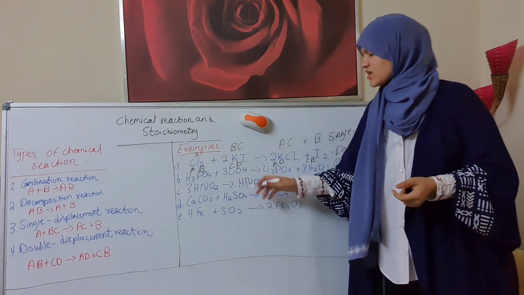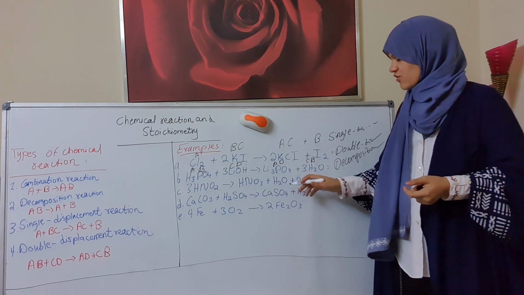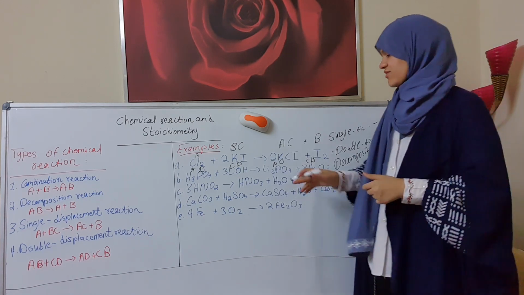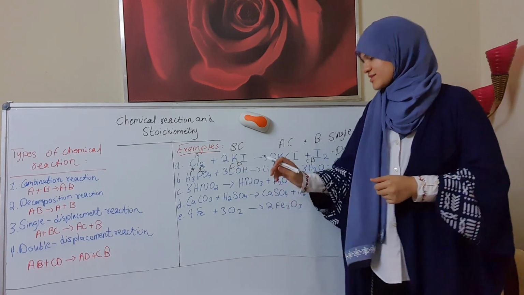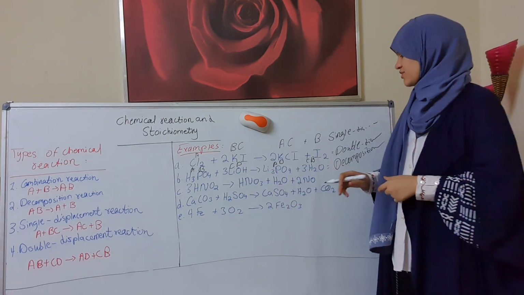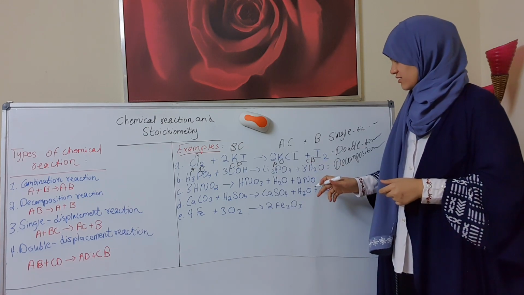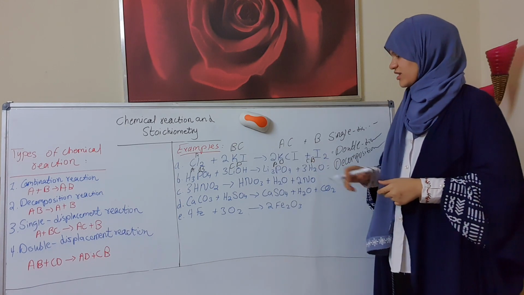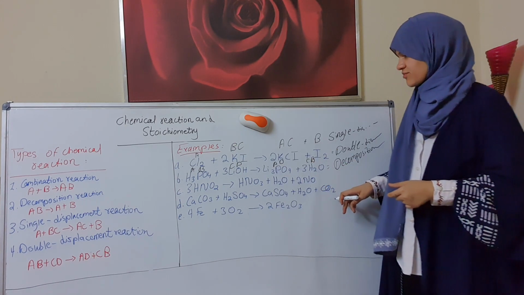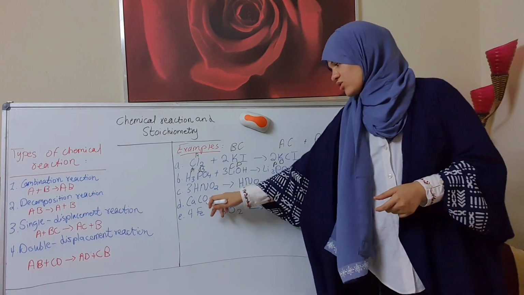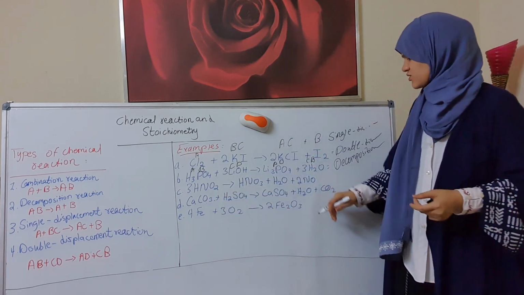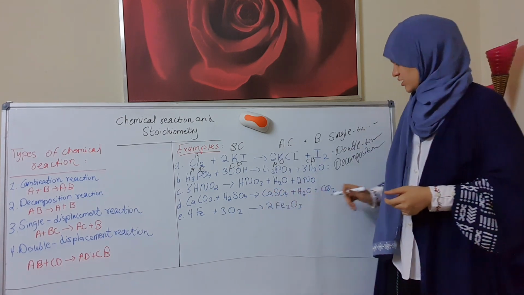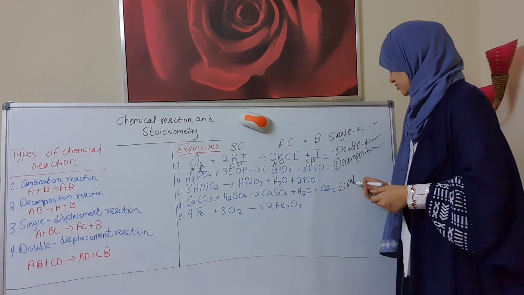Now, in the fourth example, we say CaCO3 plus H2SO4 will give us CaSO4 plus H2O plus CO2. Now what we have here is AB plus CD giving us AD plus CB plus another one, like CO2, the same thing. So H2O plus CO2 plus CaSO4. So it is a double displacement reaction.